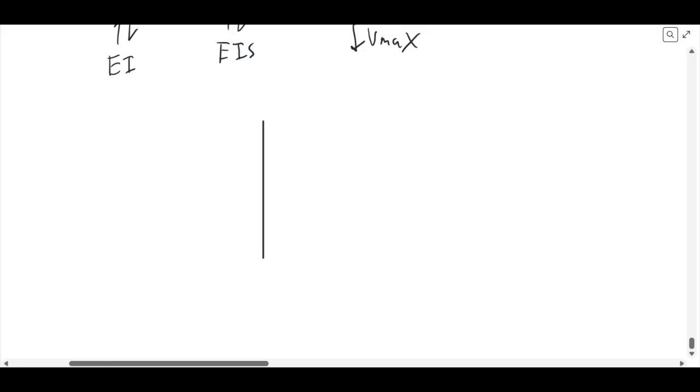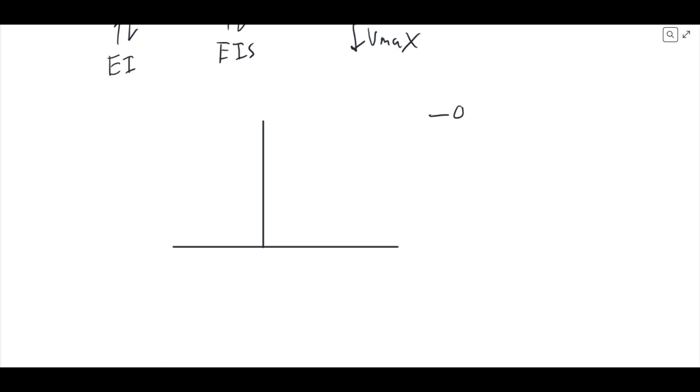All right, now I'll just show you what it looks like in the Lineweaver plot. This will just be our original. Boom. All right, so now I'll be showing you what happens in a competitive.